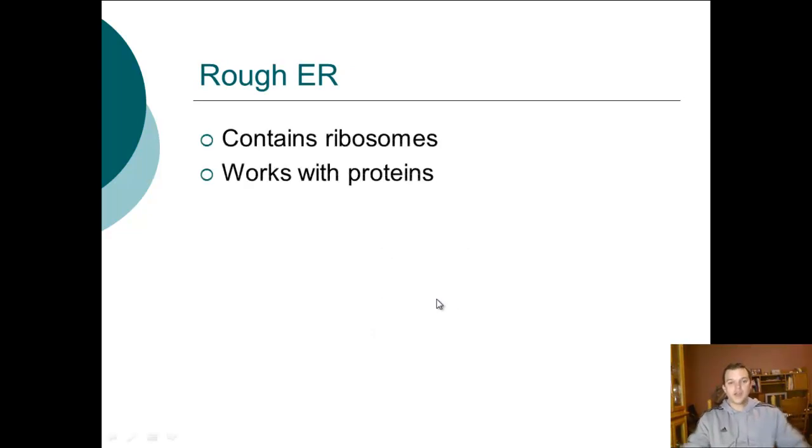Then you have the rough ER, which has ribosomes in it. Because the ribosomes are there making the proteins, the rough ER helps to take those proteins and get them where they're needed. It works very similar to the way the Golgi works, and the rough ER and the Golgi work together quite a bit. Now, the rough ER will help get the proteins to the Golgi.